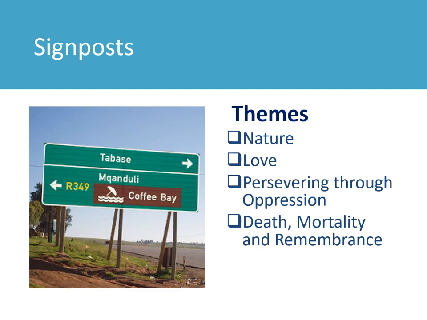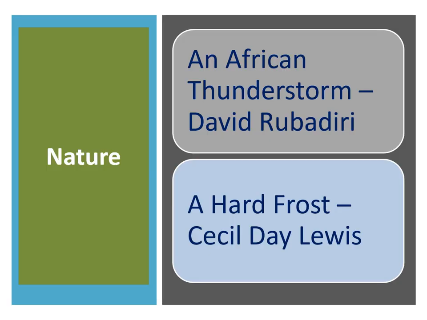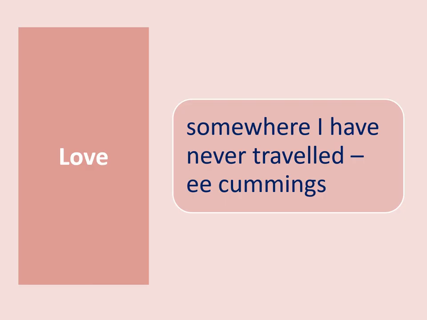You get the theme of nature, the theme of love. Many of the poems focus on the theme of persevering through oppression. And then finally, we get the theme of death, mortality, and remembrance. An African Thunderstorm and A Hard Frost both focus on the theme of nature. E.E. Cummings' Somewhere I Have Never Traveled focuses on the theme of love.